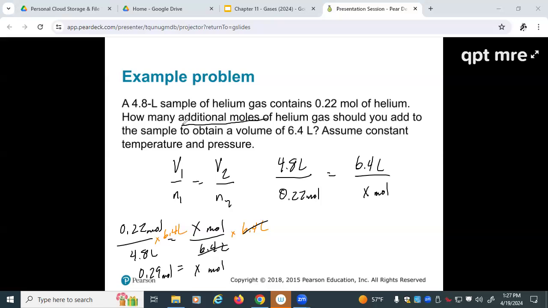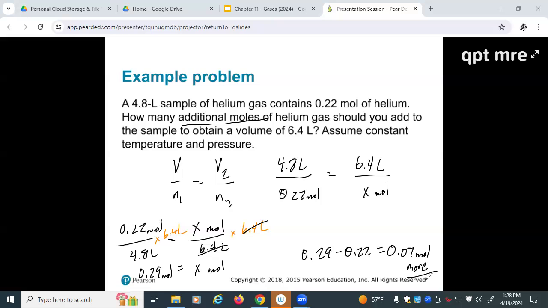To answer the question, how many additional moles? We started with 0.22 moles, so we need to add 0.07 moles more to get us to that spot. Now, the other way that you could have solved this is recognizing that this is a proportionality, you could have cross multiplied and solved algebraically that way. In this case, I actually just like flipping the fraction a little bit easier because if you're flipping both sides, it does nothing to the overall product.